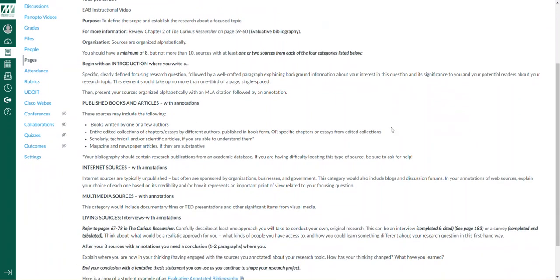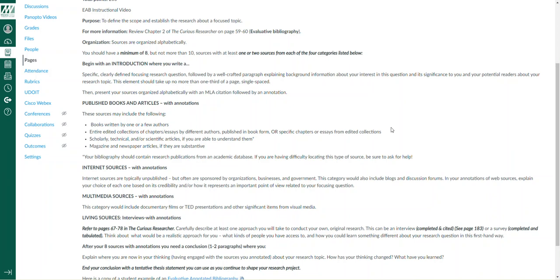Then present your sources organized alphabetically, I say it again, with an MLA citation followed by the annotation. So we'll get to the example in a little bit, but it's a citation, then annotation, citation, then annotation, and so on and so forth. So the first category is published books and articles with annotations.